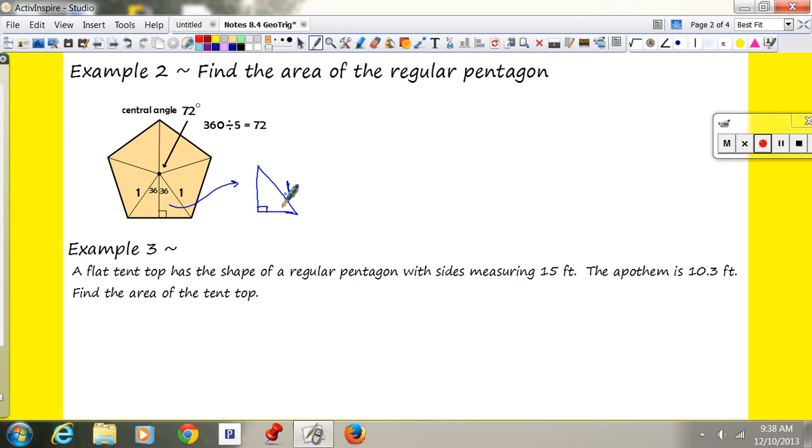It's got a hypotenuse of 1, it's got a 36-degree angle. And I need to find the apothem, because to find the area of this regular pentagon, I need to use this formula: 1/2 times the apothem times the perimeter.